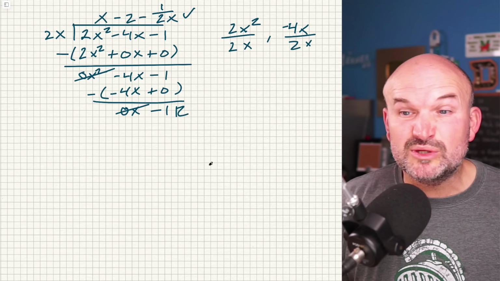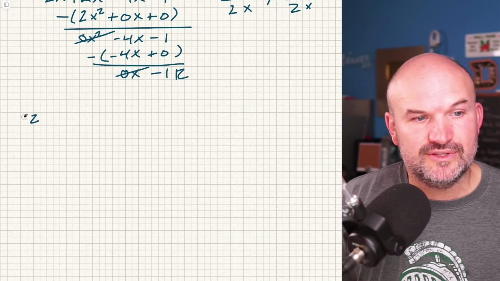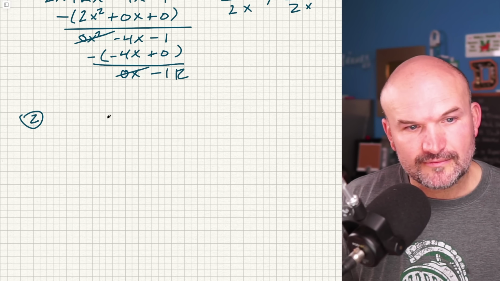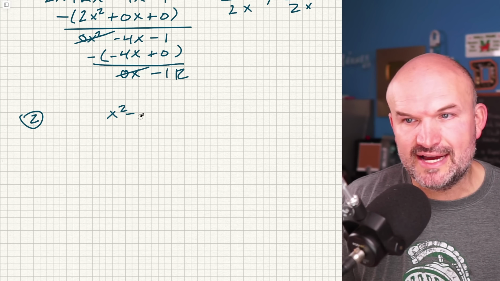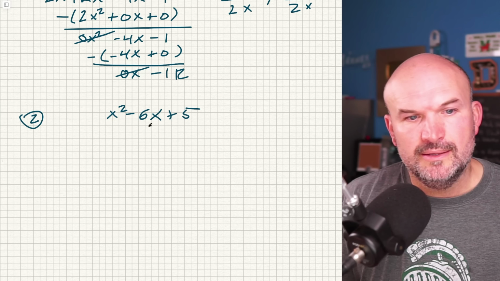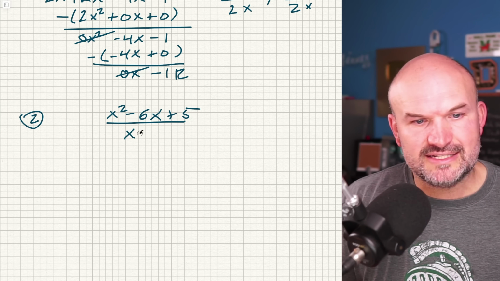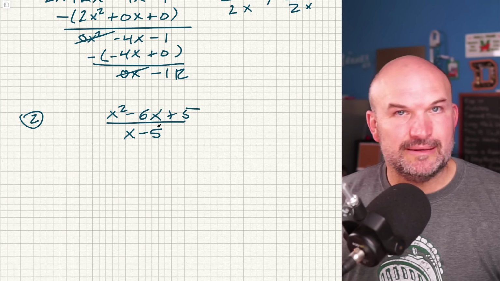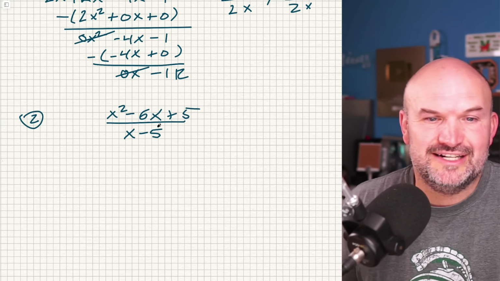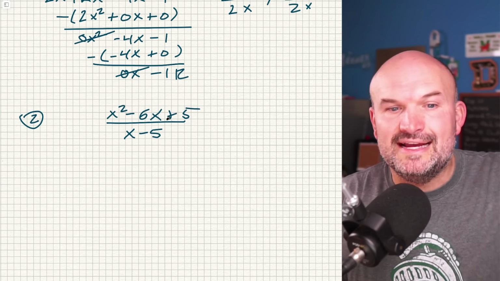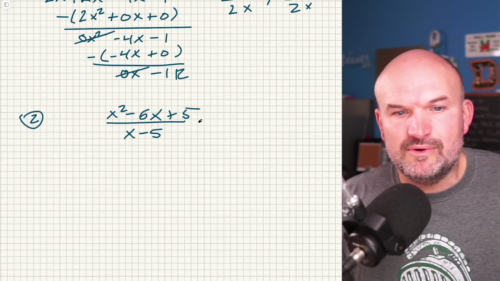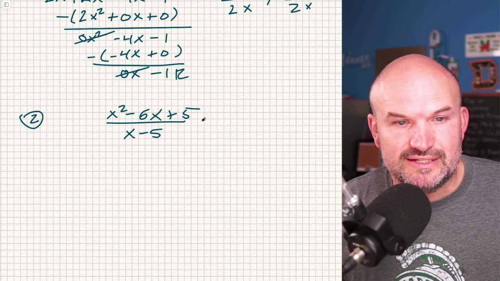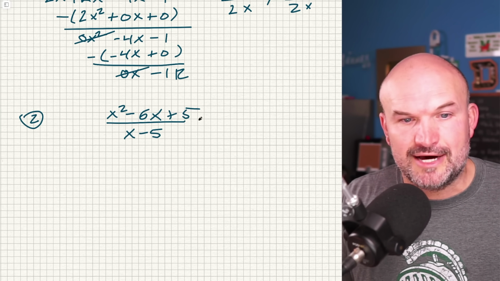Let's go and work on something really easy with a binomial. So this would be question number 2. And let's do something simple. So if I had x squared minus 6x plus 5 divided by x minus 5. Okay, now ladies and gentlemen, in this case, again, I would not do synthetic division, because when we want to divide polynomials, the best thing we want to do is always look to see if we can factor things. Always look to see if we can break things down.